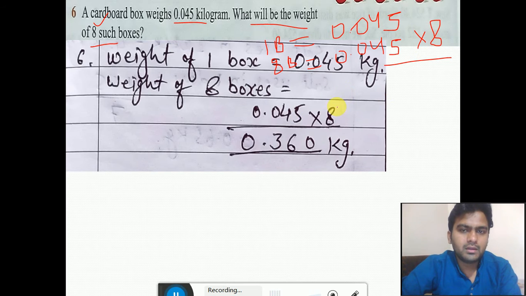So 8 5s are 40, carry over 4. 8 4s are 32 plus 4, 36, carry over 3. 8 zeros are 0, 0 plus 3, 3. Now you got 360, and then you have to put the decimal point after how many places? 3 places. So 1, 2, 3 places, I put the decimal point here. So our answer is 0.360 kg.